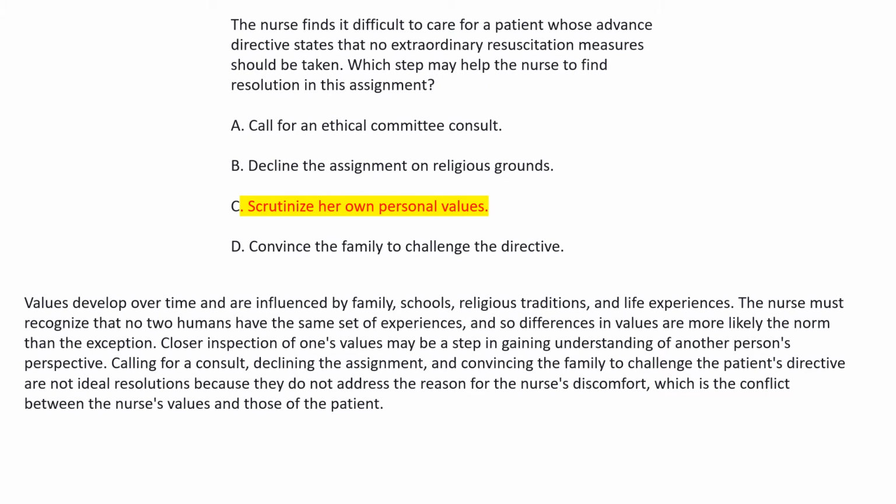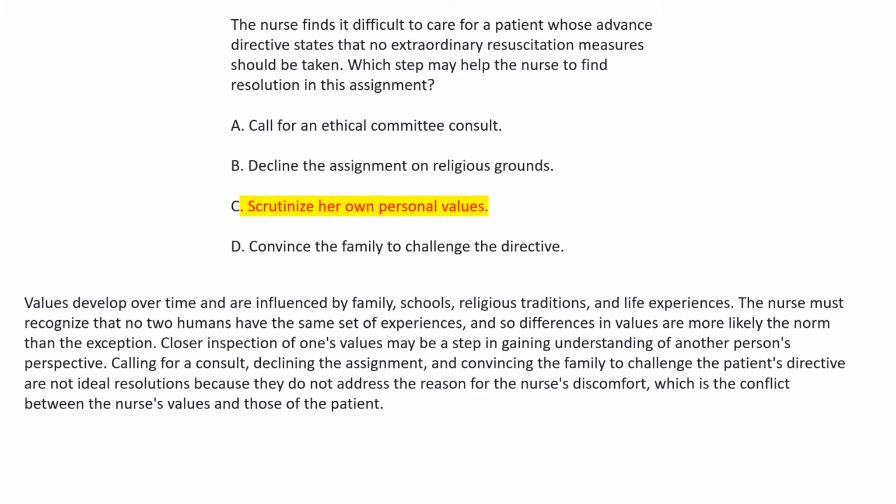Answer C. Scrutinize her own personal values. Values develop over time and are influenced by family, schools, religious traditions, and life experiences. The nurse must recognize that no two humans have the same set of experiences, and so differences in values are more likely the norm than the exception. Closer inspection of one's values may be a step in gaining understanding of another person's perspective.